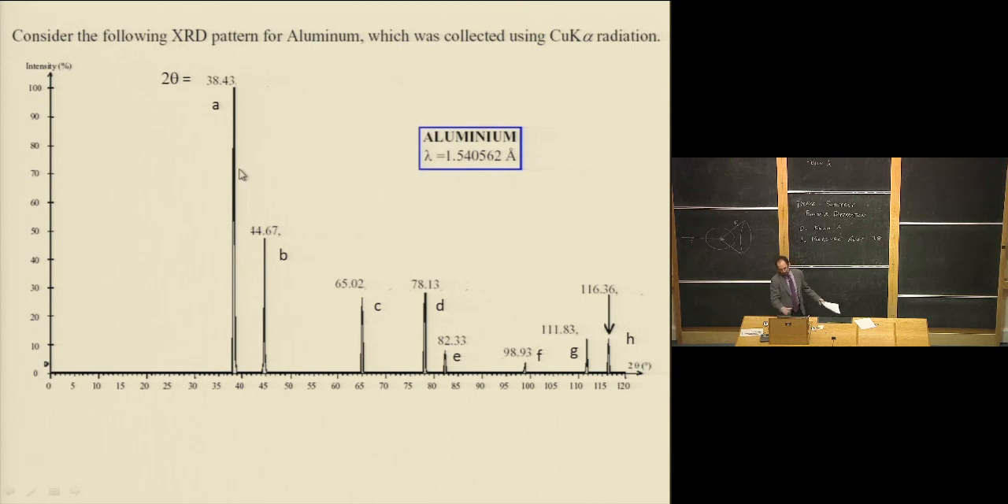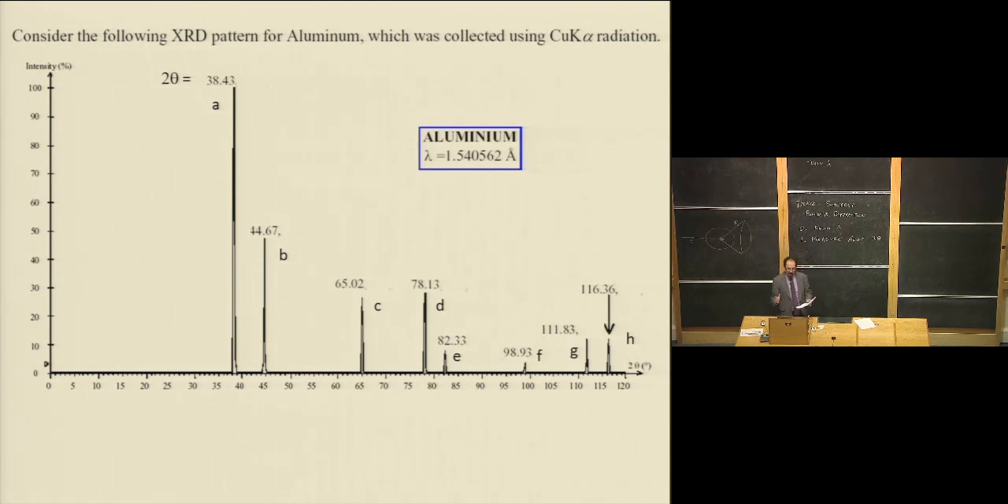Then you get this data, all these peaks, as a function of scattering angle 2 theta. And fortunately, in this particular picture, they've actually measured the angles for us, 38.43 degrees, 44.67 degrees, and so forth. And I've also labeled the peaks with letters so we can keep track of them, peak A, peak B, peak C, and so forth.